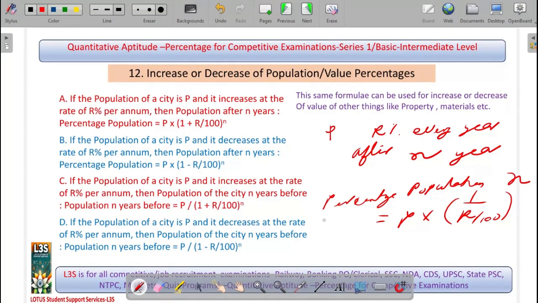And if the population of a city is P and it decreases at R%, then the population after n years will similarly be P into 1 minus R by 100 to the power n. We have to remember these two formulas.